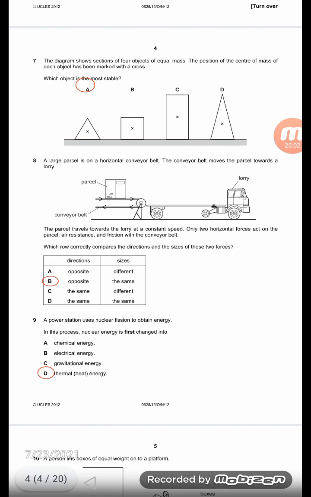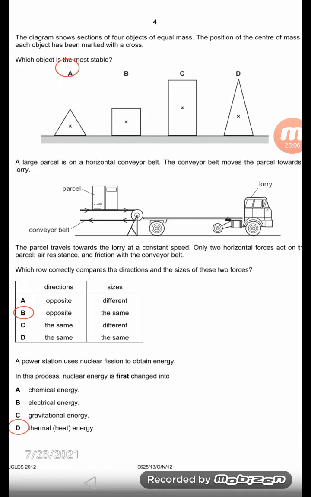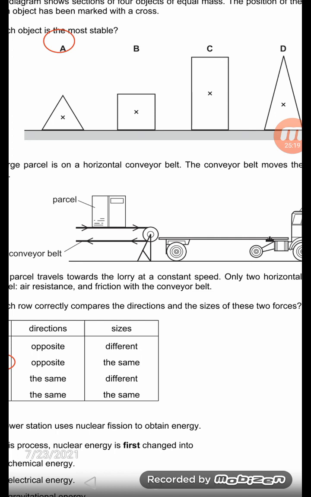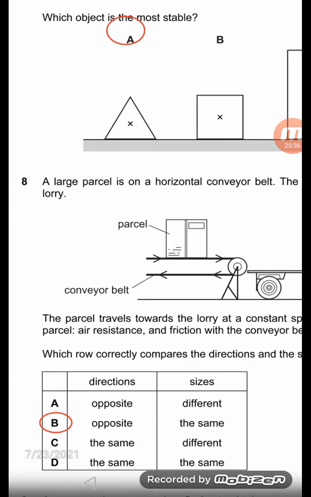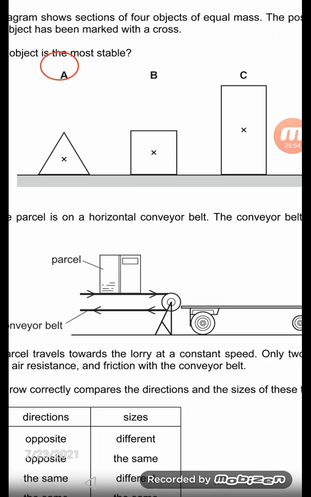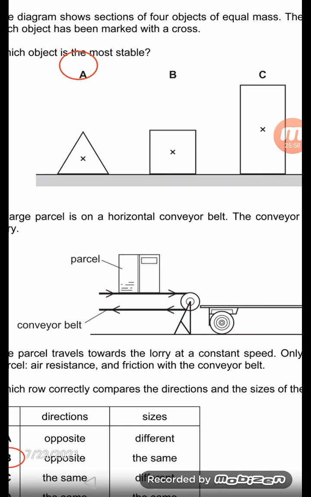A diagram shows four objects of equal mass. The position of the center of mass. Which one is more stable? So see, center of mass. The greater the base of support, the more stable it is. Base of support means how much area is touching the surface of the earth. If a larger area is touching the surface of the earth, then it is more stable. Also the point of contact, the larger the point of contact, the more stable the object is.